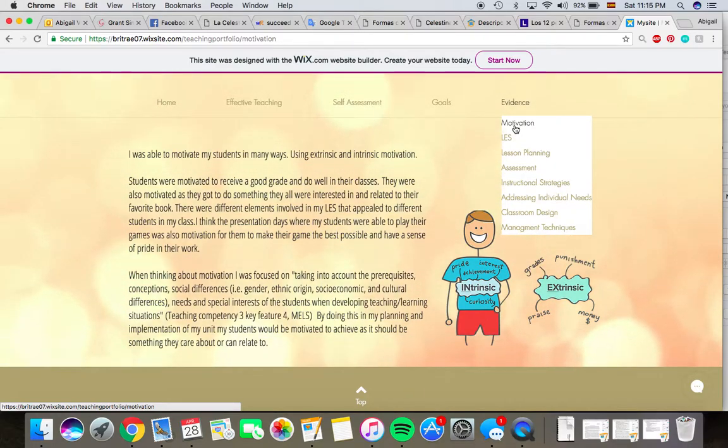So they were motivated to have good grades, they were motivated to share their games with others and show the pride in their work at the end. So as my LES was talking about creating board games, they had to create their own picture book, so that was really fun.